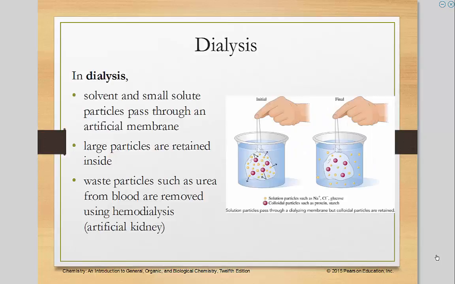Finally, we have dialysis. The solvent and small solute particles pass through an artificial membrane. The large particles remain inside. Waste particles such as urea from the blood are removed using hemodialysis. So we create this machine that sends the blood through the membrane to get rid of the bad stuff. And that's what dialysis does. And those are your different categories of solutes and solvents.